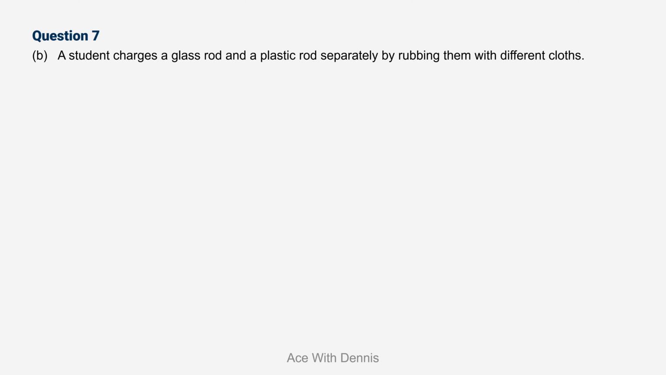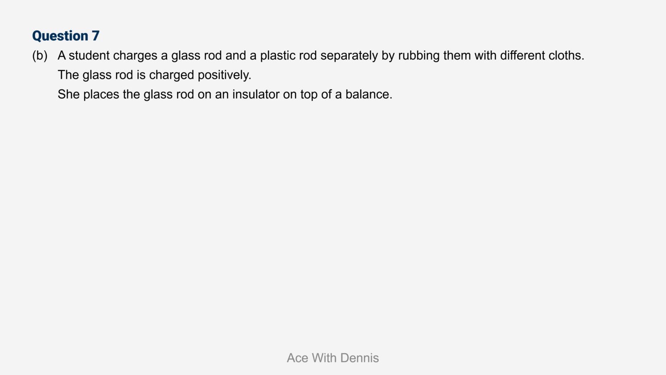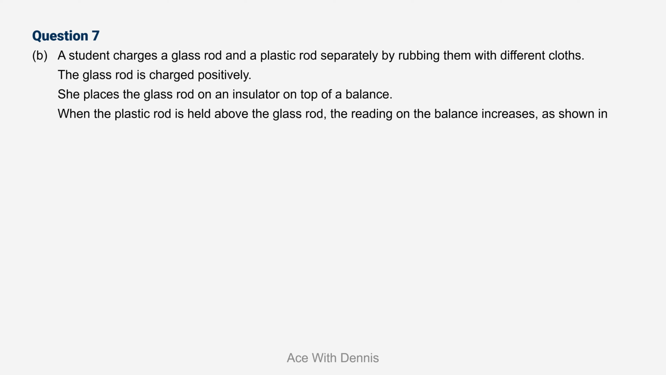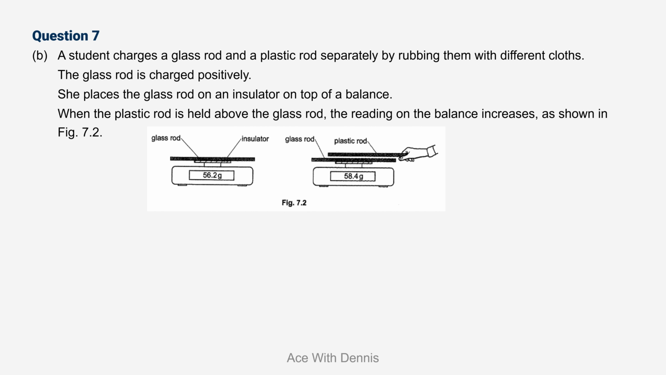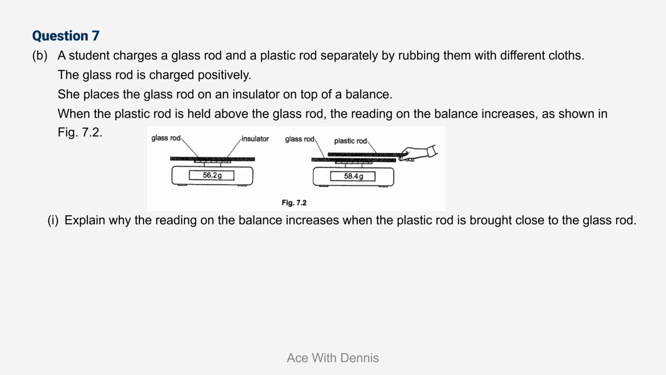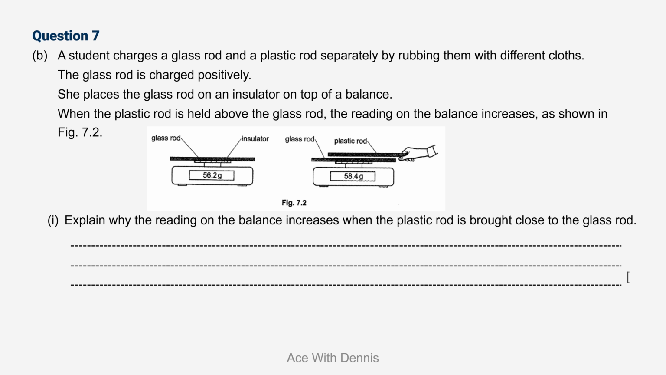B. A student charges a glass rod and a plastic rod separately by rubbing them with different cloths. The glass rod is charged positively. She places the glass rod on an insulator on top of a balance. When the plastic rod is held above the glass rod, the reading on the balance increases, as shown in figure 7.2. Part 1. Explain why the reading on the balance increases when the plastic rod is brought close to the glass rod.